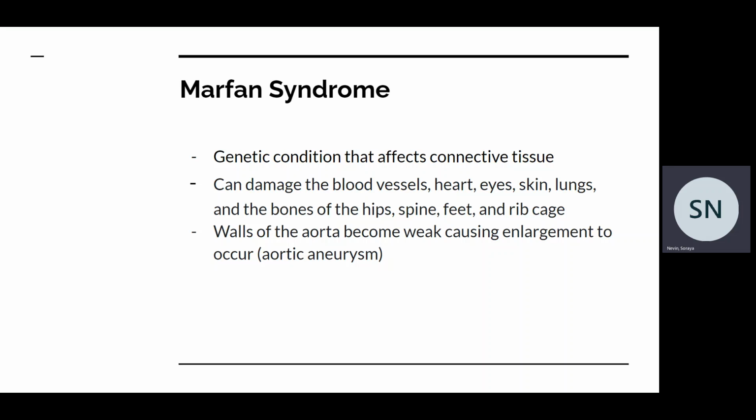So Marfan syndrome is when there's a defect in the gene that enables your body to produce a protein that helps give connective tissue its elasticity and strength. Marfan syndrome can damage the blood vessels, heart, eyes, skin, lungs, and the bones of the hips, spine, feet, and rib cage. It can cause the walls of the aorta to become weak, causing enlargement to occur. In other words, an aortic aneurysm.